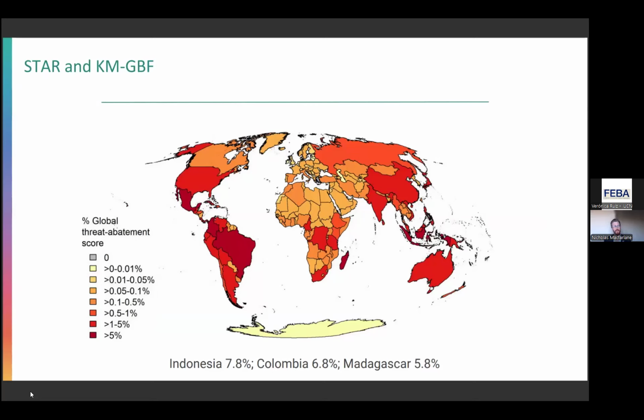Because biodiversity is spatial, actions in different countries represent different theoretical opportunities for contributing to Goal A and reducing global species extinction risk. The three countries with the highest national STAR scores are Indonesia, Colombia, and Madagascar. So based on absolutely nothing else, if you're deciding where in the world to work and your goal is to reduce global species extinction risk, you might want to take this into consideration.